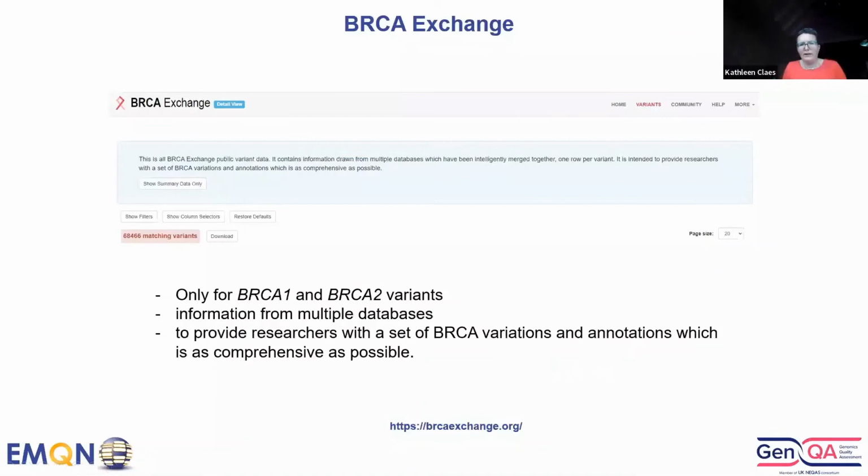So you have ClinVar, you have LOVD. There are also initiatives who are trying to bundle all the information from the different databases, for instance, BRCA Exchange. So this is a huge effort to do it for the BRCA1 and BRCA2 genes. And you see that currently the database counts more than 68,000 variants in any of these two genes, but it's limited to these two genes. So it's only available for BRCA1 and 2 and not for the other genes.